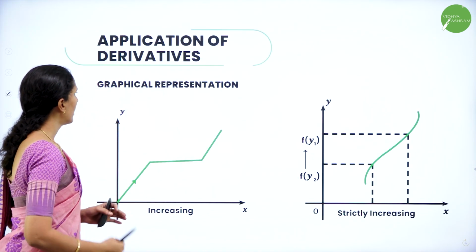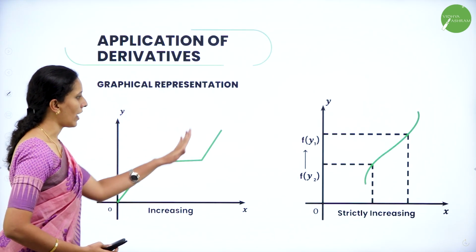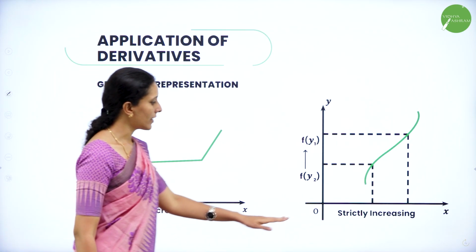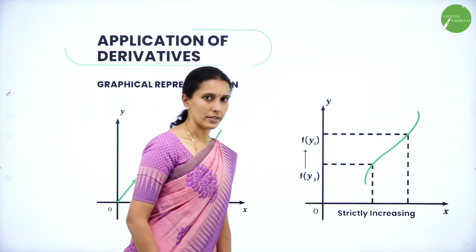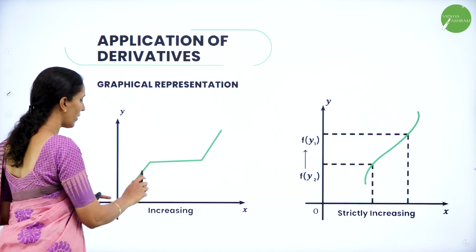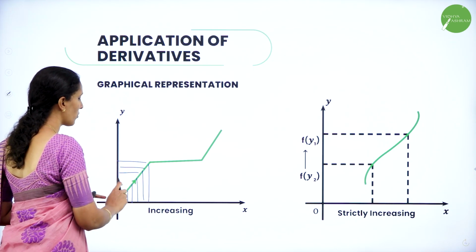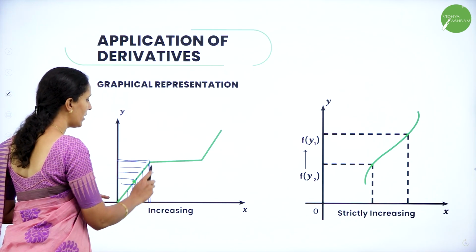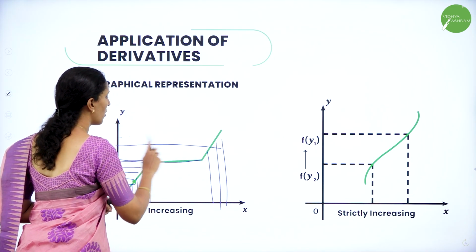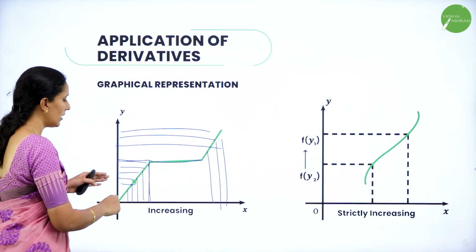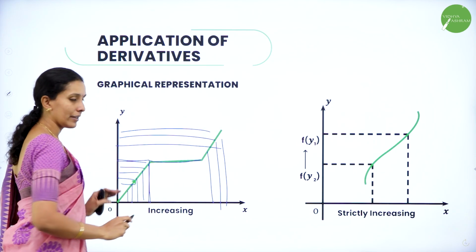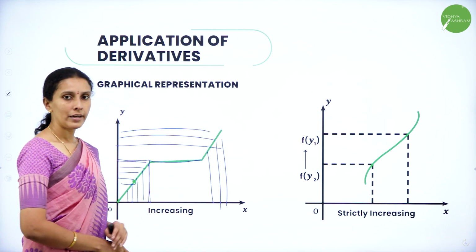So look at the graph here. We have two graphs here. This is an example for increasing function. This is an example for strictly increasing. For any point here, for each value of x, the f value is also increasing. At a certain point, it is constant. Then it starts increasing for each point. So here, it is increasing, then constant, then increasing. So this is an example for increasing function.